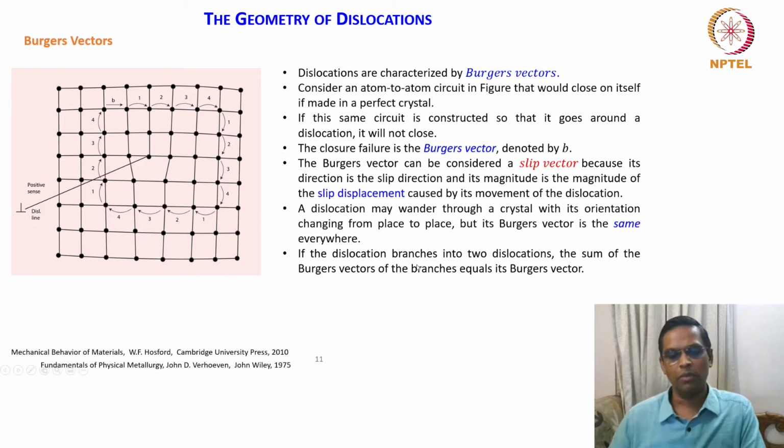If the dislocation branches into two dislocations, the sum of the Burgers vectors of the branches equals its Burgers vector. So this point we can qualify after a few slides. We will look at it later.